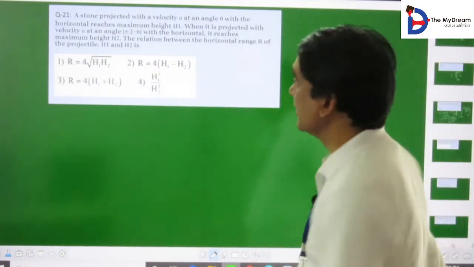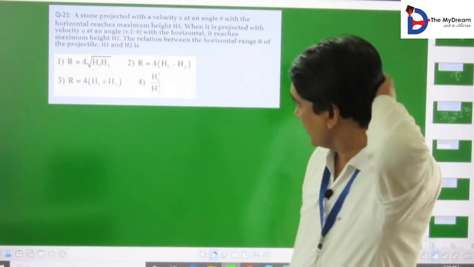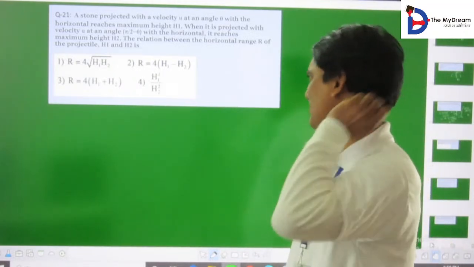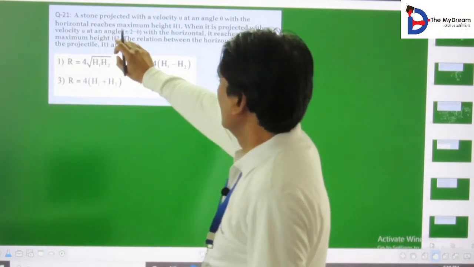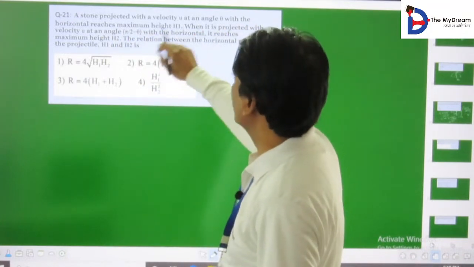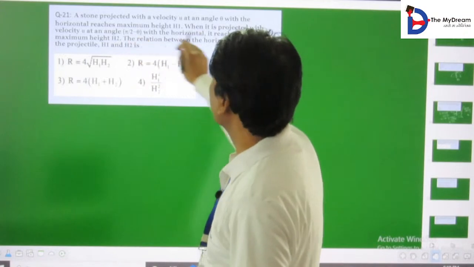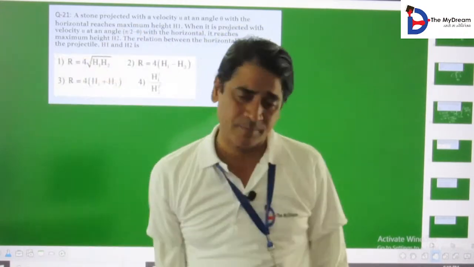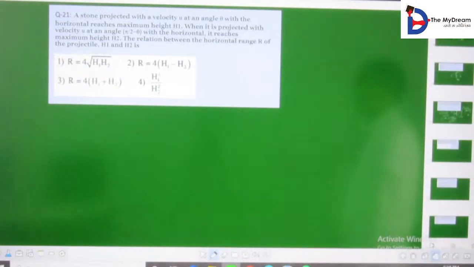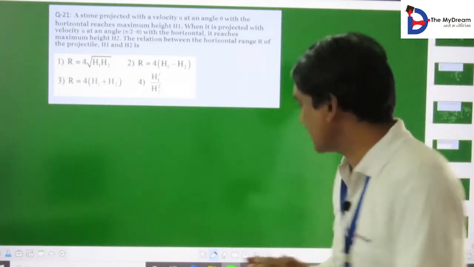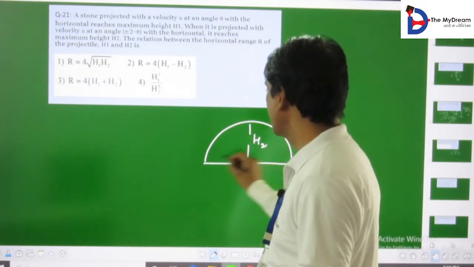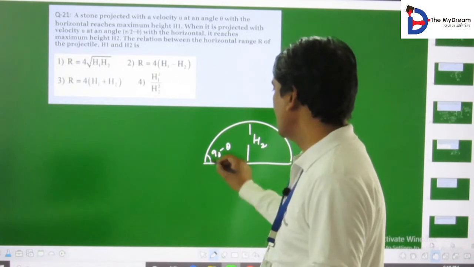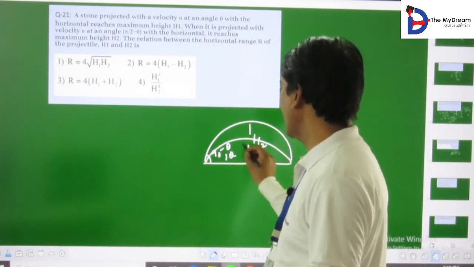ये हम अभी डिस्कस कर चुके हैं. नहीं किया डिस्कस? किया. चलिए कर दो. A stone projected with the velocity theta, when it is projected with the velocity 90 minus theta horizontal, it reaches a height h2. जब उसने 90 माइनस थीटा पर फेंका तब उसकी हाइट कितनी थी? उसकी हाइट थी h2. जब उसने फेंका थीटा पर तब उसकी हाइट थी h1.